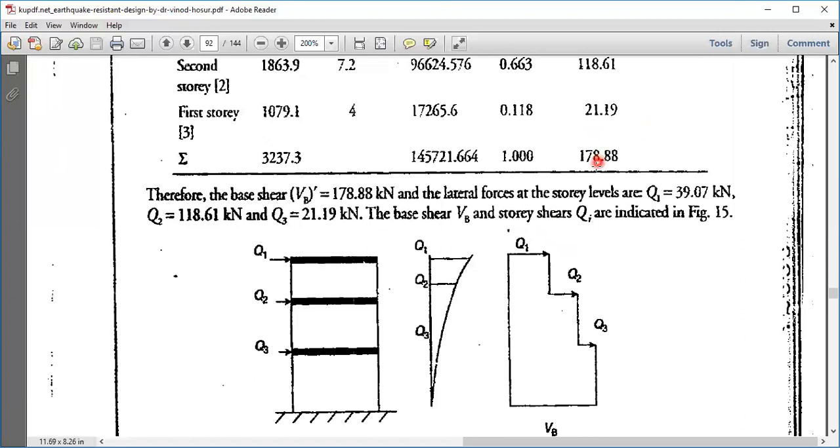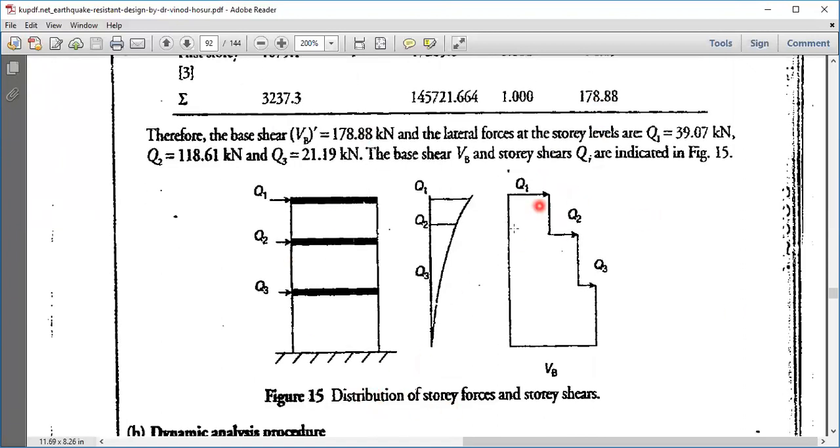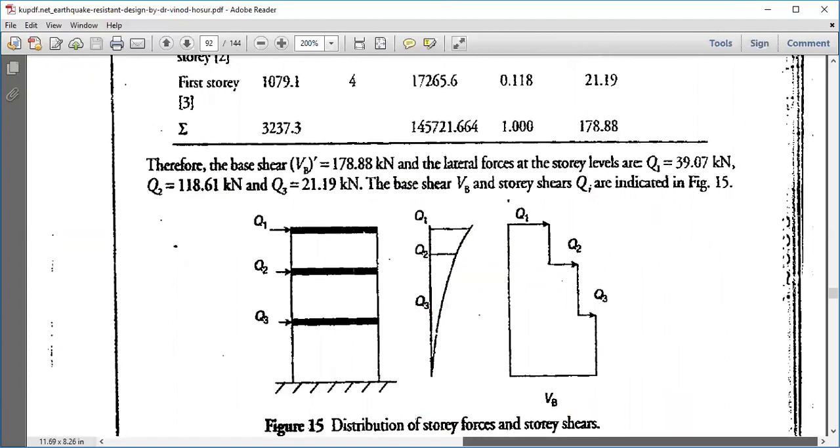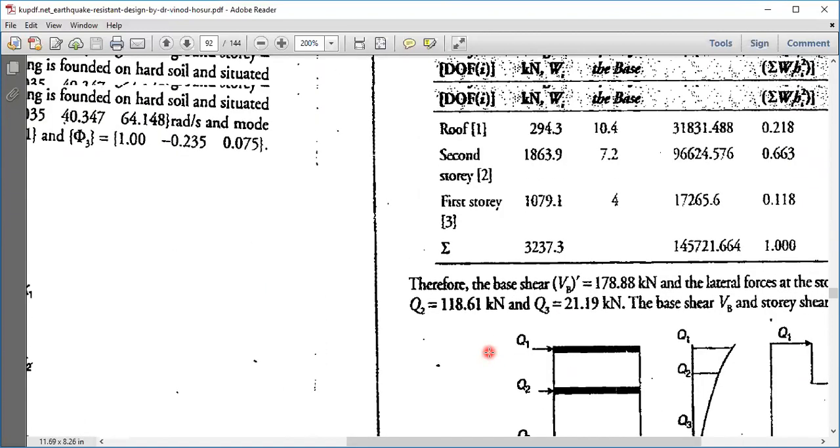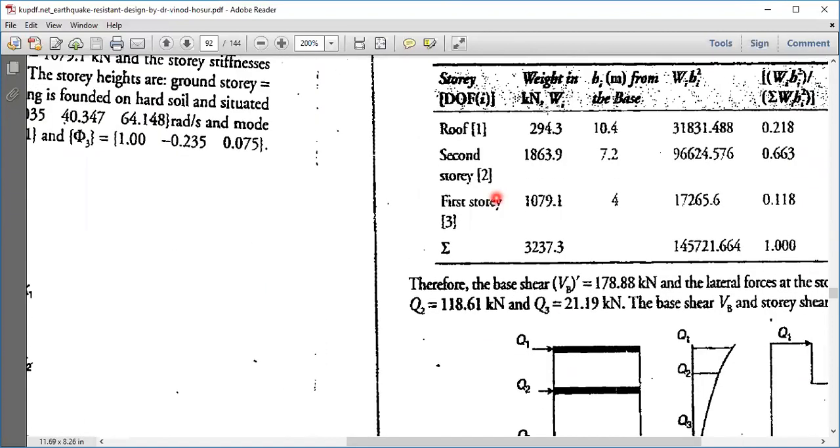So once you get those values, we will be showing the diagram of distribution of story forces and story shear. It's a very simple problem as compared to the previous one, where the weights are directly given. Consider this to be one of your practice examples.